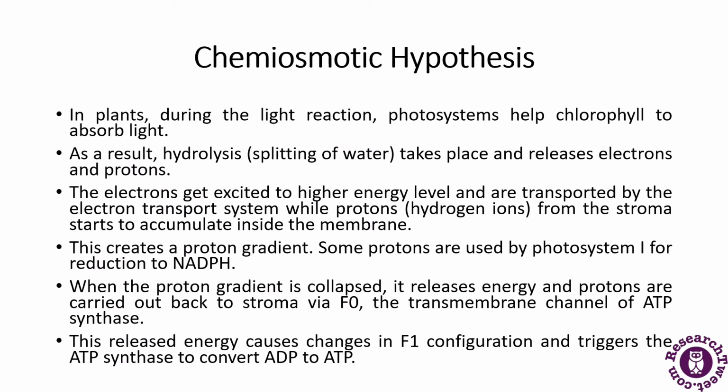Now we will discuss the chemiosmotic hypothesis in more detail. In the light reactions, the photosystems help the chlorophyll absorb light. There are two kinds of photosystem, photosystem 1 and photosystem 2. The overall role of the photosystem is to absorb light with the help of chlorophyll. As a result, photolysis, which means the splitting of water, takes place and releases electrons and protons.